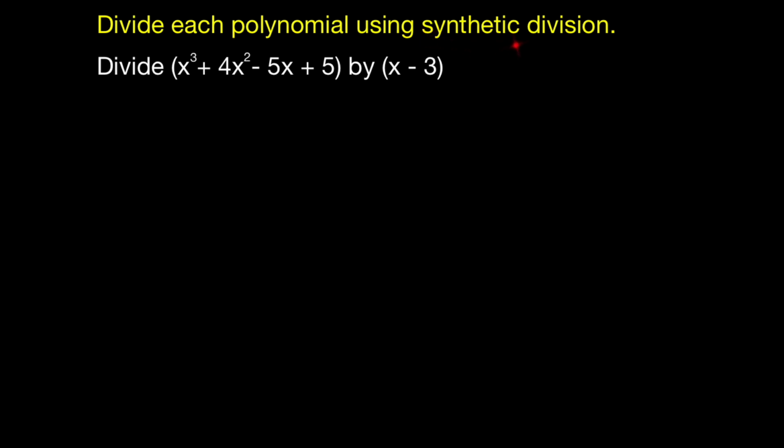Divide each polynomial using synthetic division. I'm going to begin by listing the coefficient of each of my terms in descending order. For example, I'm going to list the coefficient of x to the third, then the coefficient of x squared, followed by the coefficient of x, and at the end I'm going to record the constant. So here, the coefficient of x to the third is just a 1.